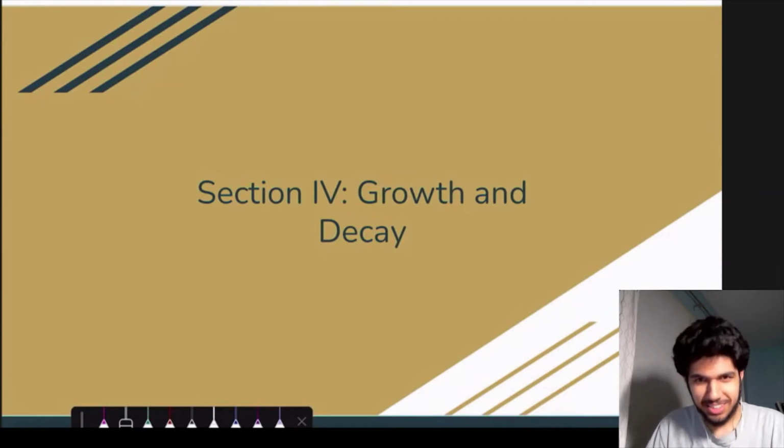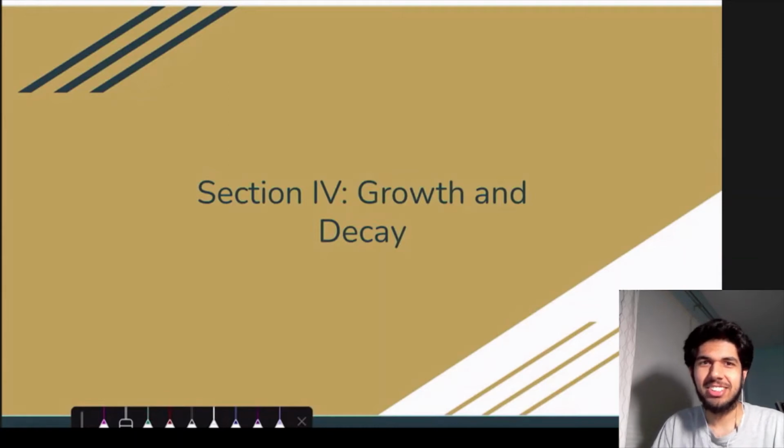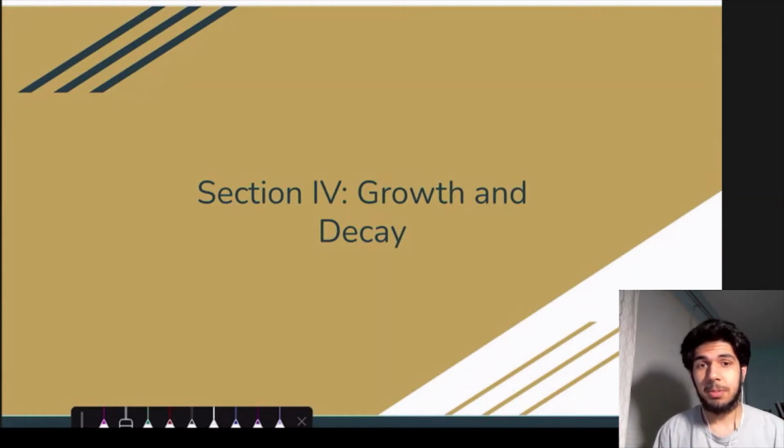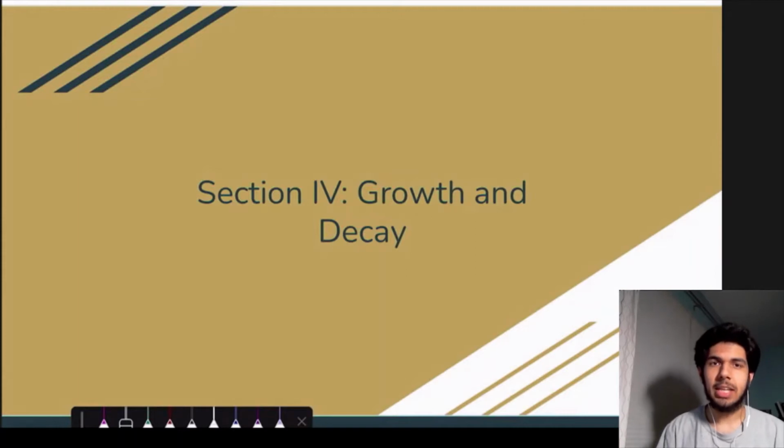And today we're going to continue with our discussion on differential equations. So thus far we've seen multiple ways of solving or assessing differential equations. We've seen separation of variables, we've seen slope fields, and we've seen Euler's method. Today, we're going to see how differential equations are used in the real world, particularly with growth and decay.